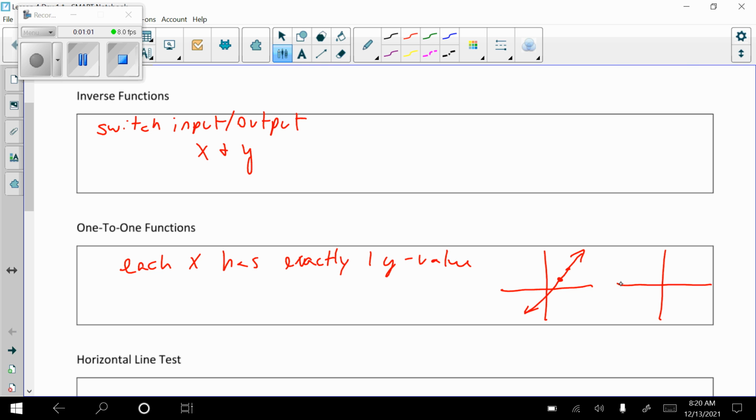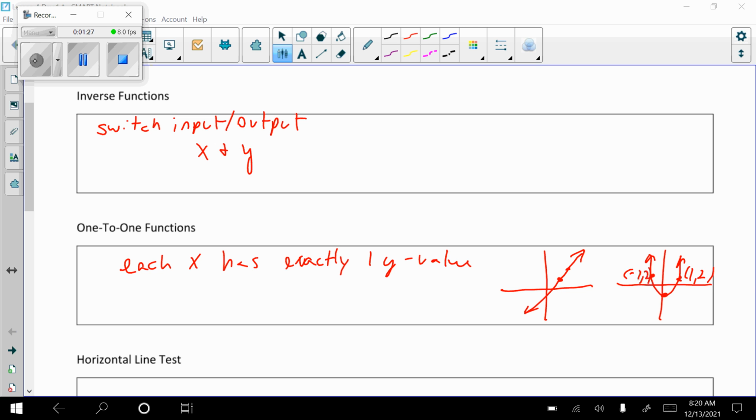An example of one that is not one-to-one would be a parabola. A parabola is a function, but it's not one-to-one because this might have one y value, but if you go here, this might be -1, 2, and this might be +1, 2. So it has the same y value, so it doesn't make it one-to-one.